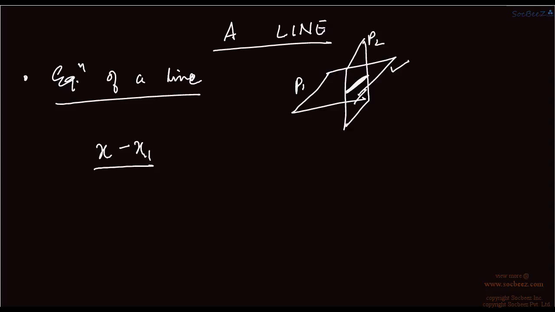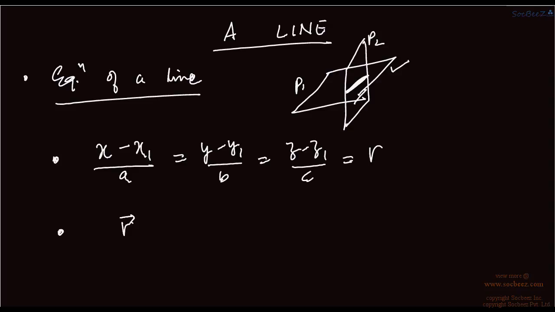So the equation of a line can be in the symmetric form, let's say x minus x1 by a equals y minus y1 by b equals z minus z1 by c equals r, or we can have a vector form. This is the symmetric form, this is the vector form: r vector equals a vector plus lambda b vector. These are the equations of a line.